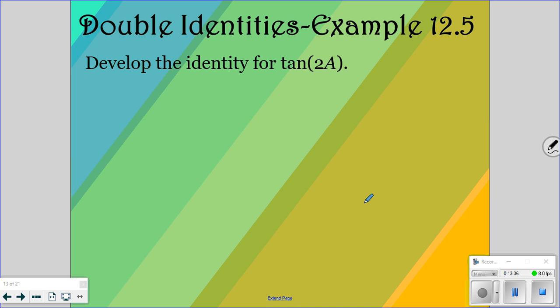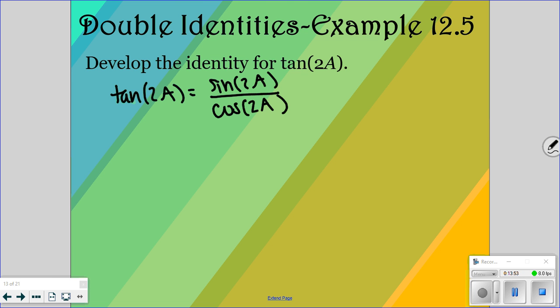So we're going to develop the identity for tangent of 2A. So again, we're going to say tangent is the same thing as sine over cosine. And then sine of 2A we know is 2 sine of A cosine of A. And cosine of 2A, we'll just use the first one: cosine squared A minus sine squared A.